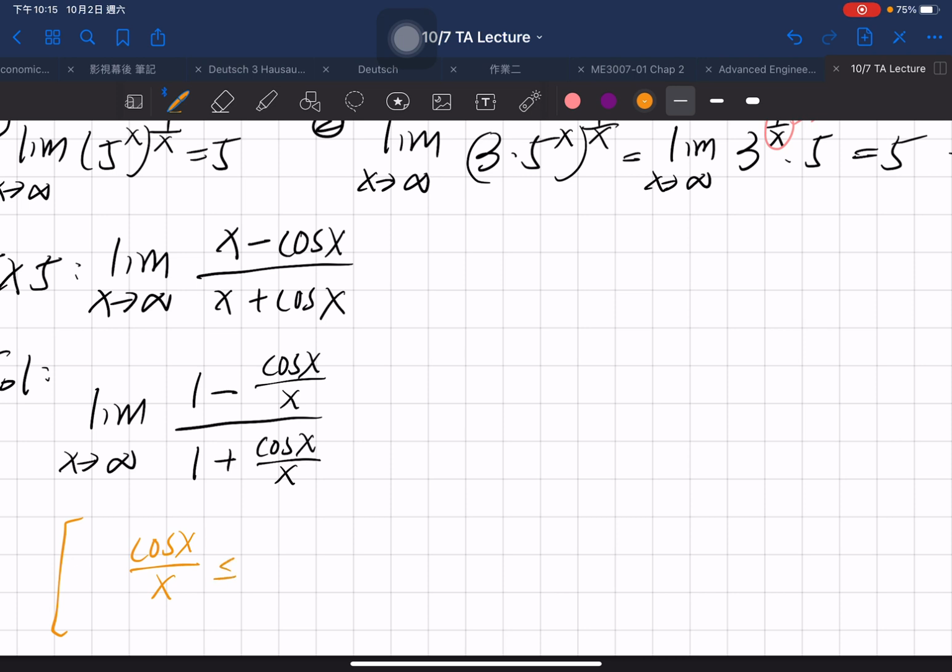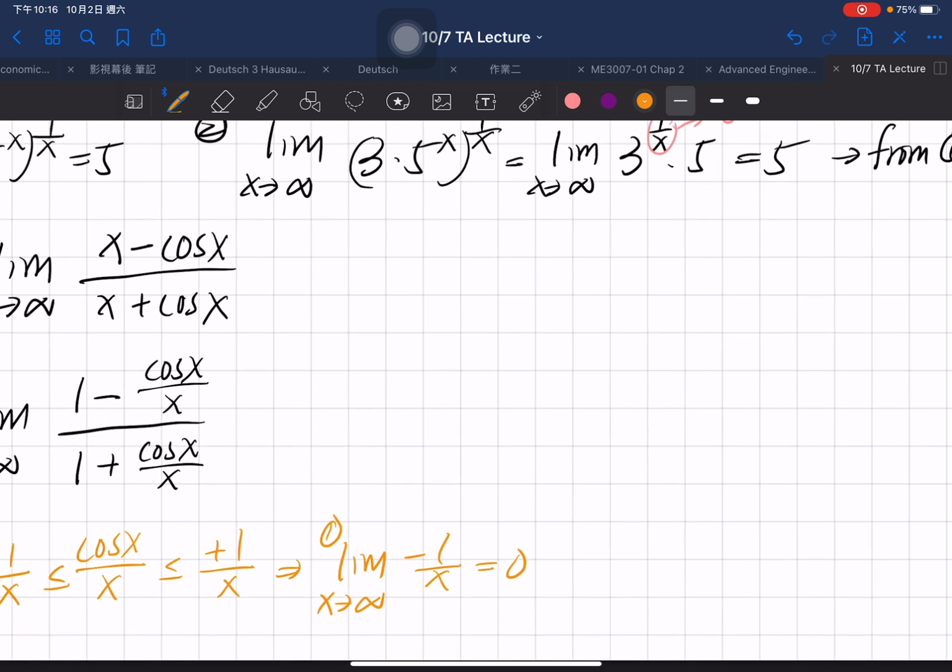We know that cosine is between 1 and minus 1, right? So cosine x over x will definitely be smaller than or equal to 1 over x and greater than or equal to minus 1 over x. We apply our squeeze theorem and compute the limit of our upper bound and lower bound. Because as x goes to infinity, this is 0, and the other limit is also 0.